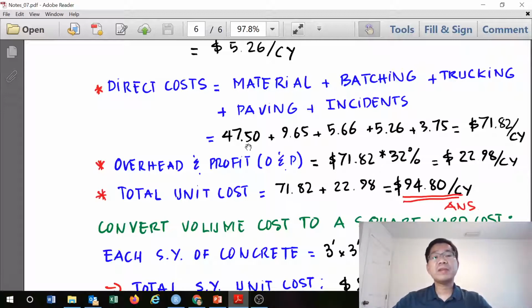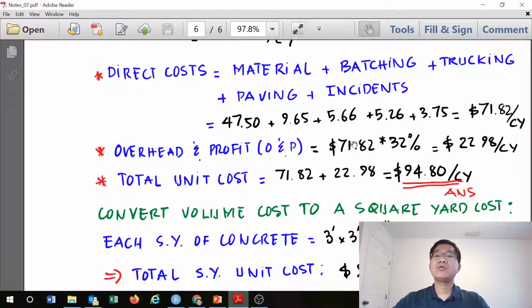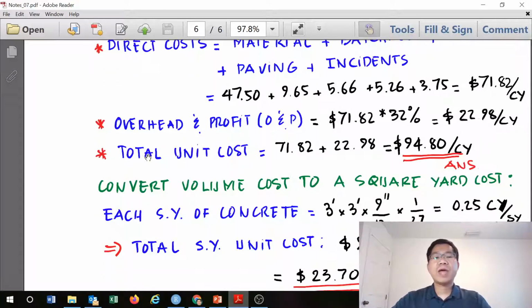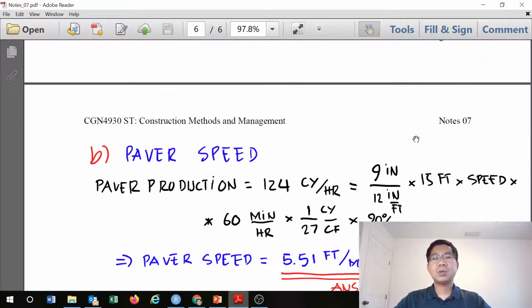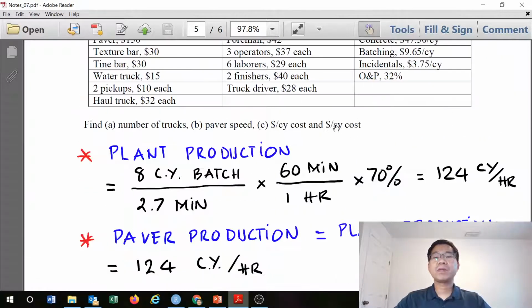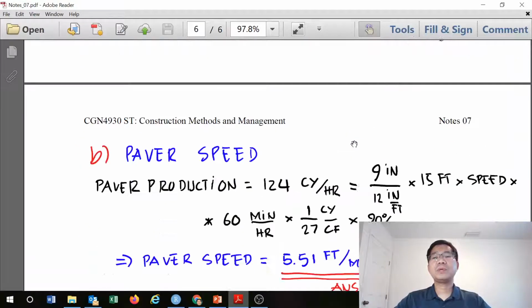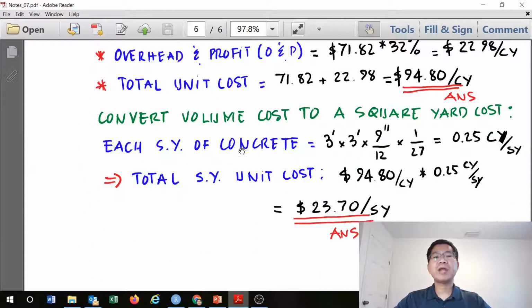The overhead and profit on top of the direct cost is 32%. So 32% times the direct cost gives $22.98 per cubic yard. Add them together, and we get the total unit cost, including overhead and profit, of $94.80 per cubic yard. So that is the answer for per cubic yard. The question also asks what the unit cost per square yard is, so we have to determine that, converting the concrete volume cost to a square yard.